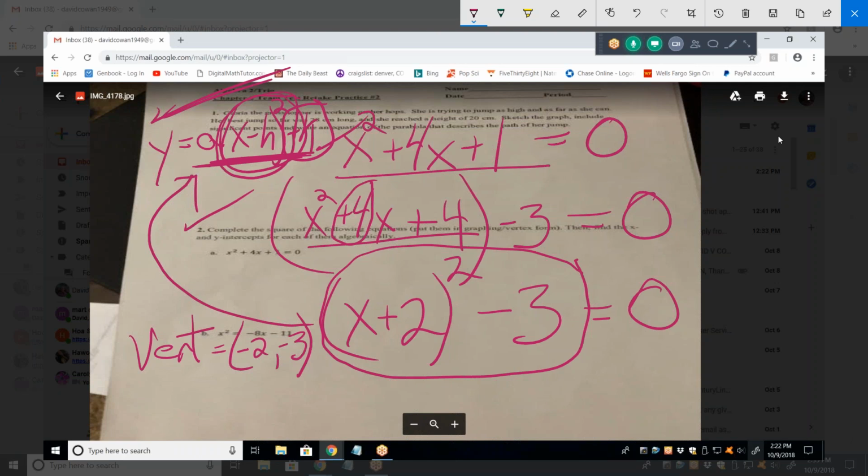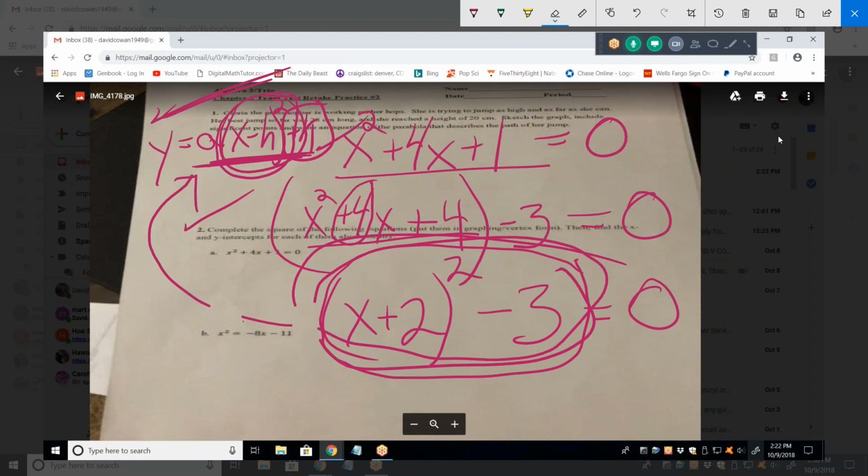Now, let me read these directions again. Complete the square of the following. We did that. Put it in graphing vertex format. We did that. This is vertex format. Then find the x and y intercepts. All right. Let me erase some of this stuff so I have room to maneuver. There's our equation at the bottom. And let's make that a y. That really is a y.